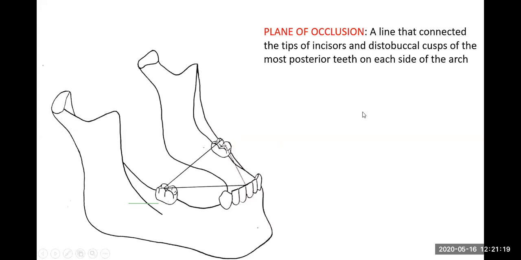There we are, plane of occlusion. Plane of occlusion is also a line that is connecting the tips of your incisors to the distobuccal cusps of the most posterior teeth on either side of the arch. You can see it. That is a line from the anterior, making a triangular shape, connecting the distobuccal cusps of the last posterior teeth, that's second molar on one side to second molar on the other side. That is plane of occlusion.